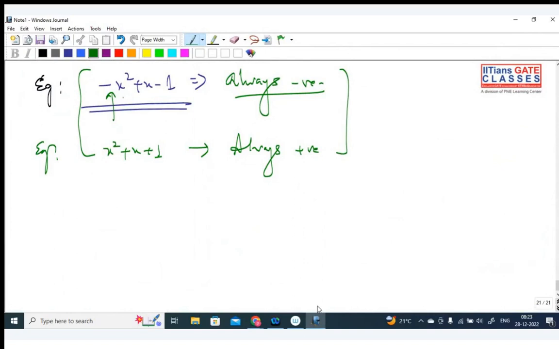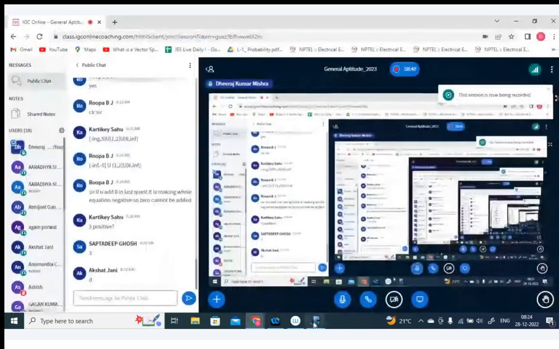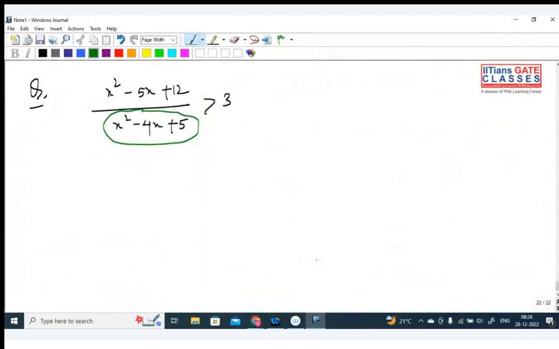Okay, so let me take a question based on this concept. Suppose the ratio of quadratic equations is given, that is x square minus 5x plus 12 upon x square minus 4x plus 5 is greater than 3. You would usually try to factor, but this question can sometimes be done just by cross multiplication. You have to check whether this denominator is positive or not. If it is positive, then you can do the cross multiplication. Otherwise, don't do cross multiplication. So yes, it is always positive.